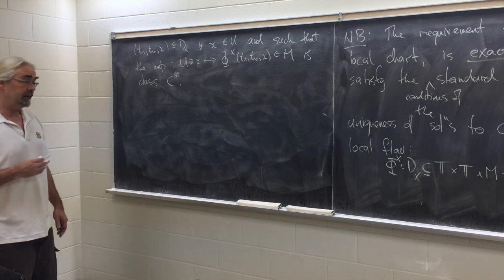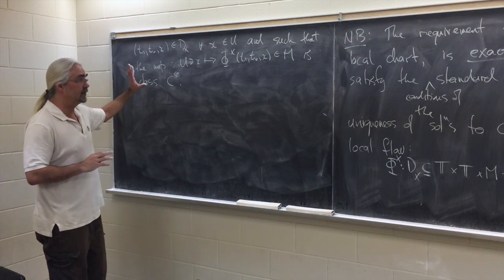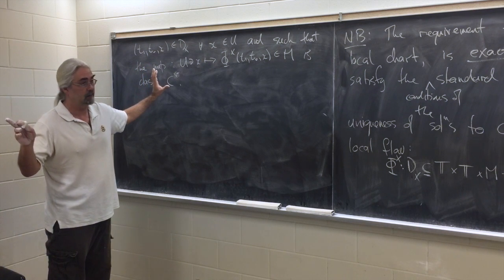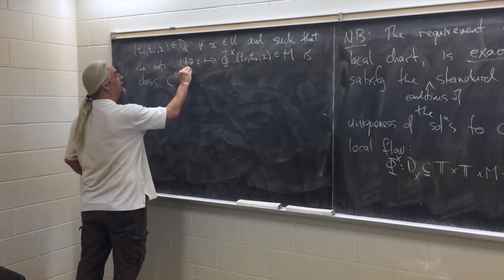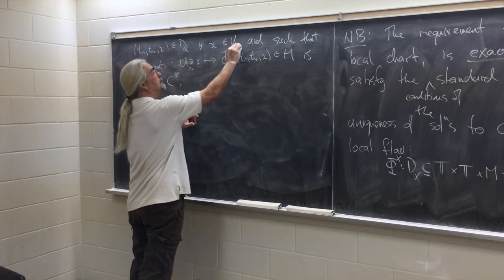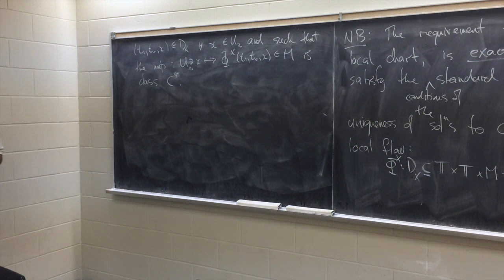So this is sort of classical in the Lipschitz case. Sorry, you have U subscript X0 there. Yes, thanks. So there is a neighborhood U of X0 in M such that the flow is defined for every X in U, with initial condition X, and such that the map from that U X0 to M is class C nu.